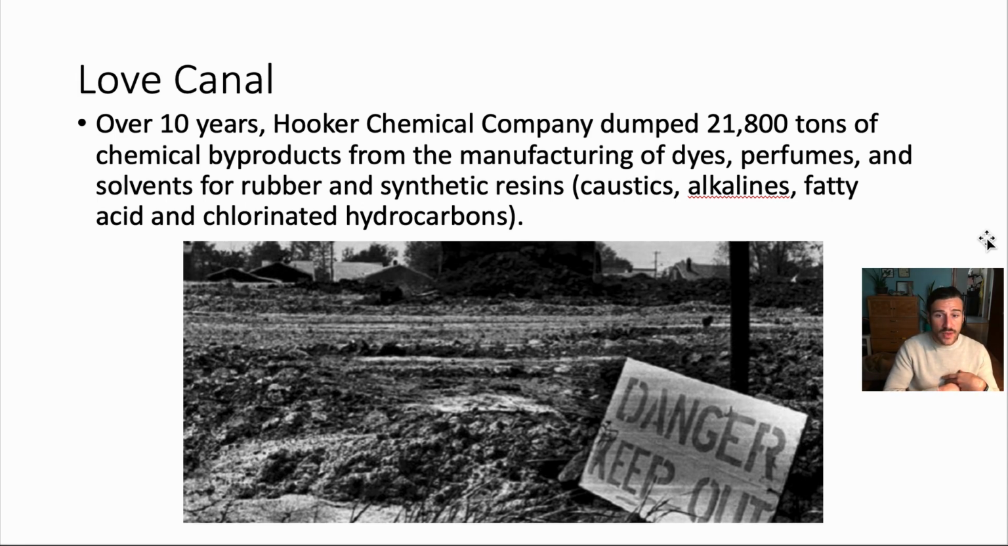But for 10 years, you have this Hooker Chemical Company that eventually dumps 21,800 tons of chemical byproducts from manufacturing dyes, perfumes, and solvents for rubber and synthetic resins. These chemical constituents include caustics, alkalines, fatty acids, and chlorinated hydrocarbons. So just 10 years of dumping chemicals, what that can do to a region.